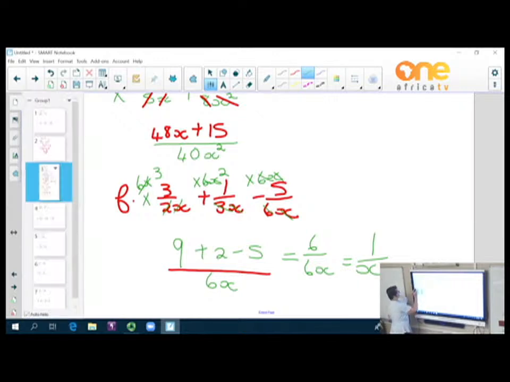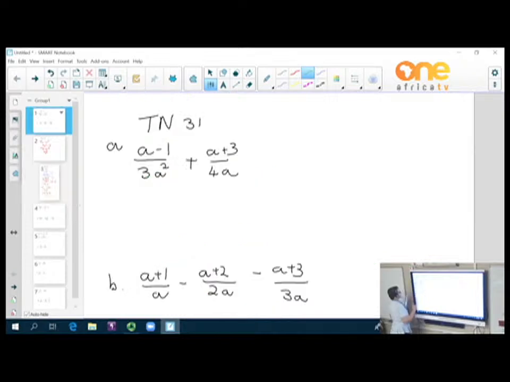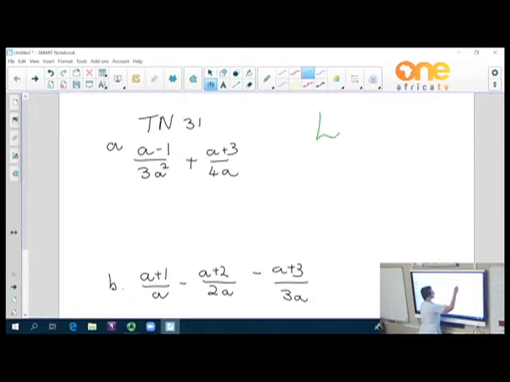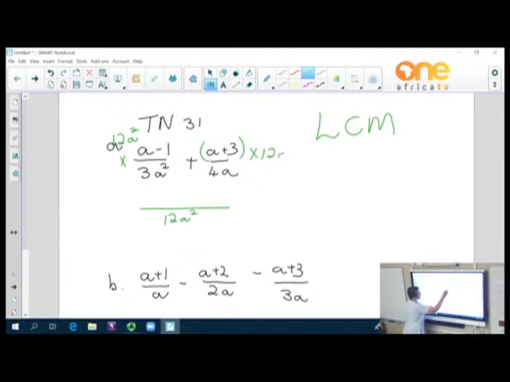Right. Now we're looking at try now 31. Simplify the following. So it's still the basic thing of LCM. We just deal with it now with more algebra, but it's still the lowest common multiple. And what is the lowest common multiple here? 12a squared. So you times with 12a squared. I put brackets around there, times with 12a squared, and cancel.